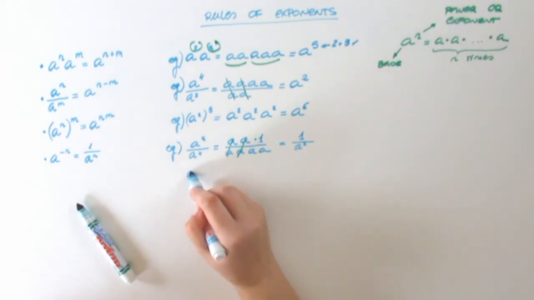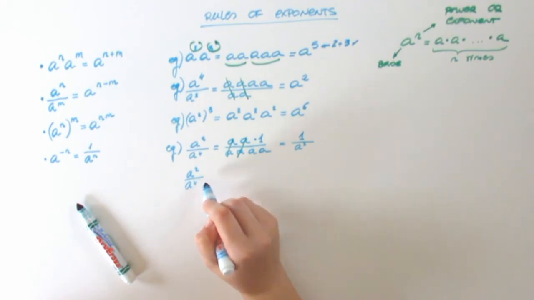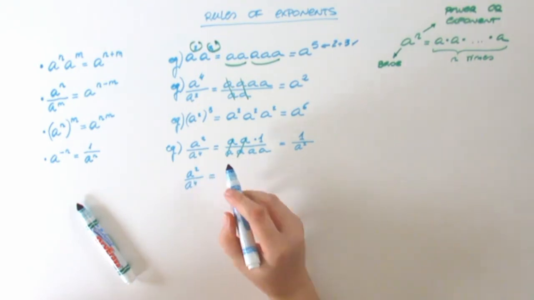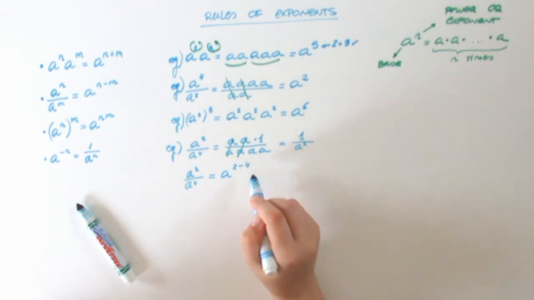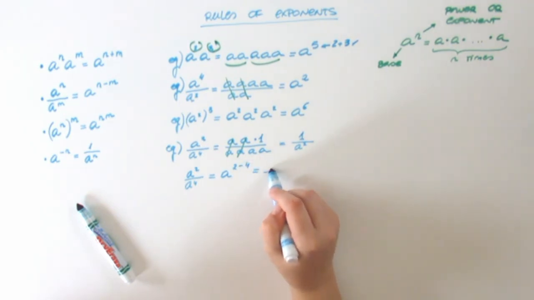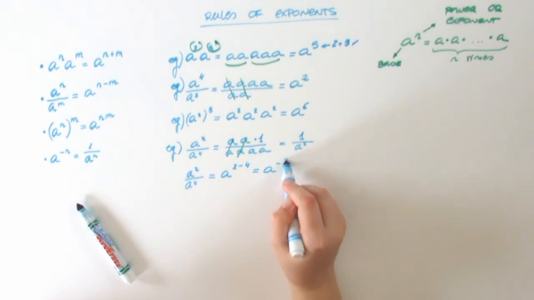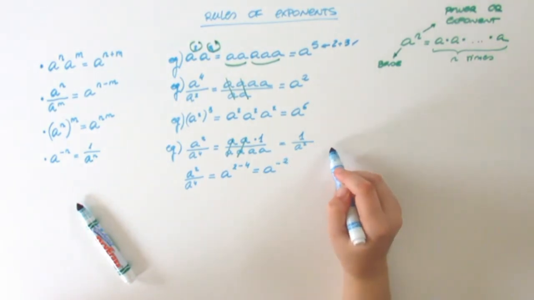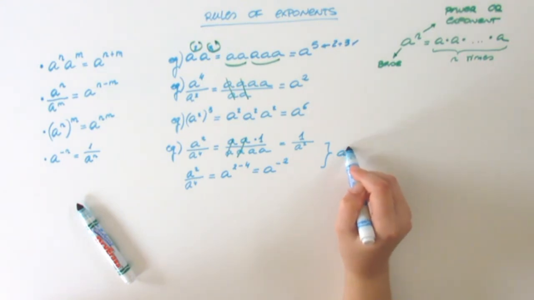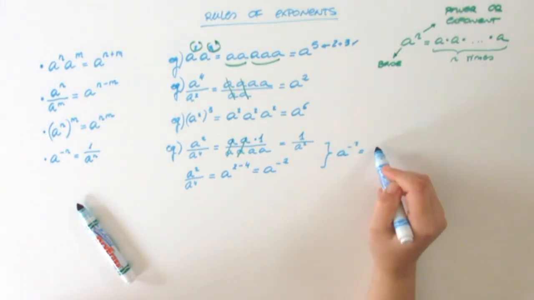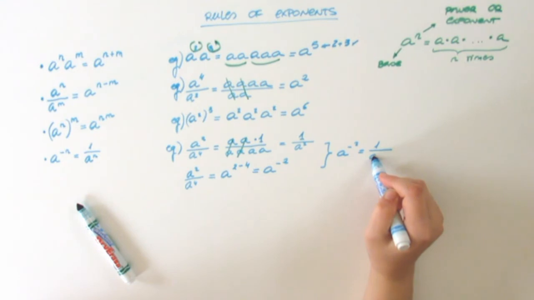Now, if I use the rule of exponents that told me to subtract the exponents, that same division is a to the power of 2 minus 4, 2 minus 4 being minus 2. These two things are the same, so the results are the same. A to the power of minus 2 is the same as 1 over a to the power of 2, or a square.